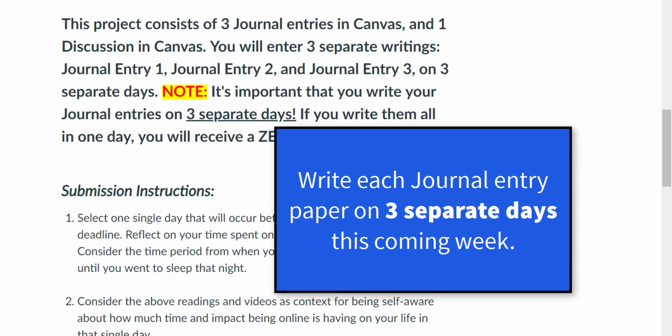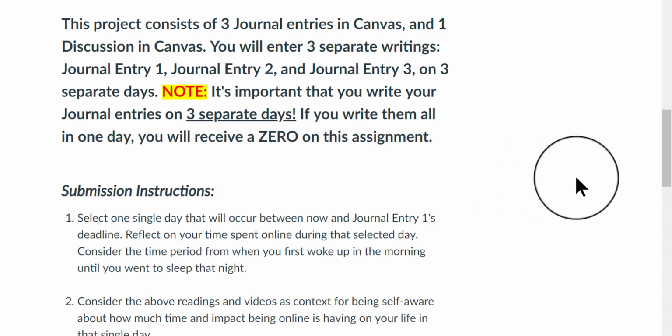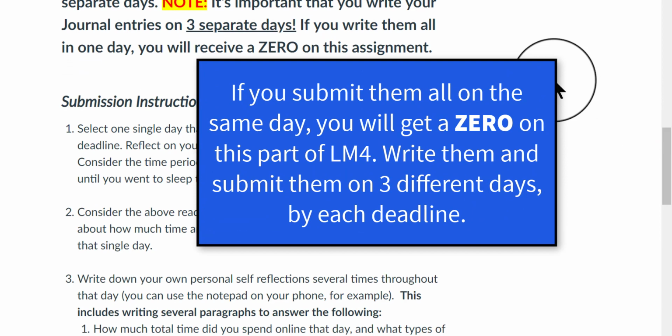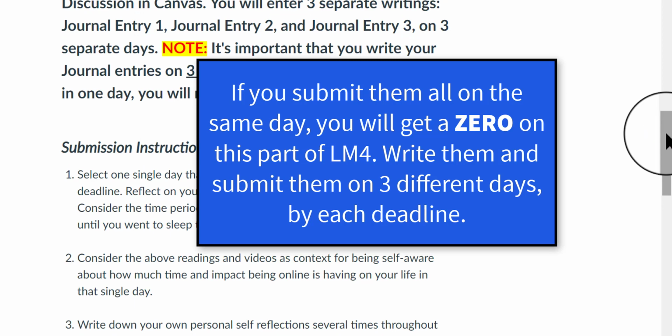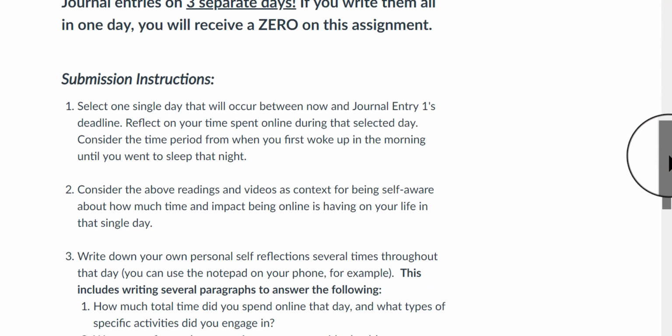It's very important that you write your journal entries on 3 separate days. If you write them all in one day because you waited to the last minute, you will receive a 0 on this assignment. Separating them out onto separate individual days is the core of this whole experience. So please, don't wait to the last minute. Always start this right away so you can get into it and do it on time.